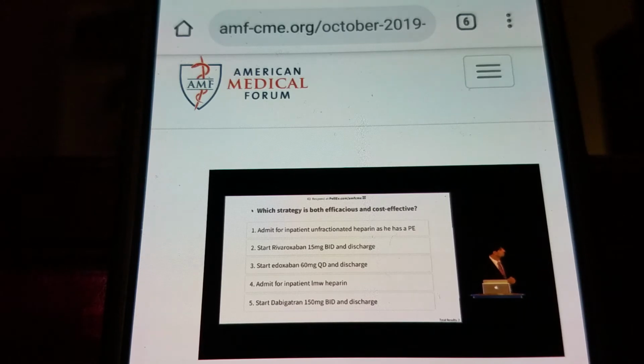So you could admit the patient for unfractionated heparin because he has a PE. Start Rivaroxaban 15 BID and discharge. Start Edoxaban and discharge. Admit for inpatient low molecular weight heparin. And lastly, start dabigatran and discharge. What do we think we should do? This is a little bit of a complicated question. You have to think of multiple things here before making this choice.